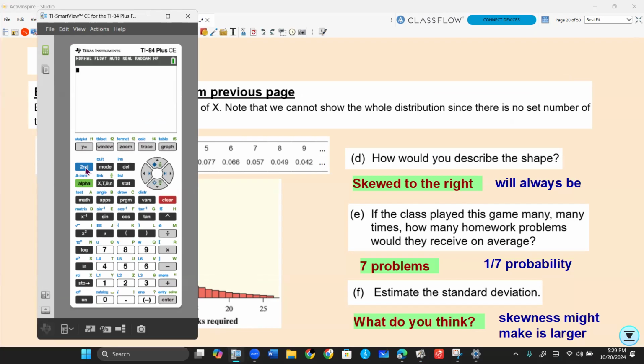So if I do the square root of 1 minus 1/7, and then I take that number and I divide by parentheses 1 over 7th, that'll actually give me my standard deviation for the Lucky Day game. So it'll have a pretty large standard deviation, about 6.48.